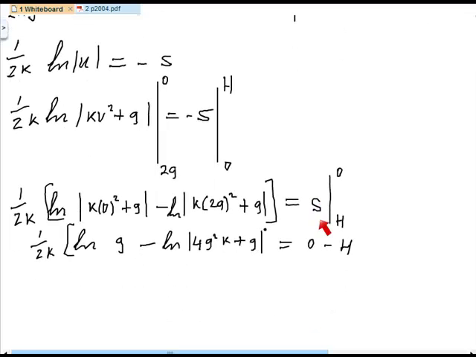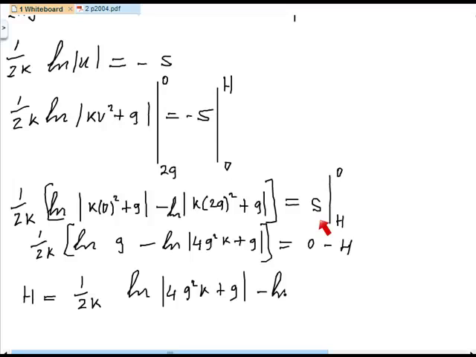And again, the 1 over 2k is outside the whole lot. Be careful with brackets there. And now we multiply across by minus because we're looking for h, and you get h is equal to 1 over 2k into the ln of 4g squared k plus g minus the ln of g.